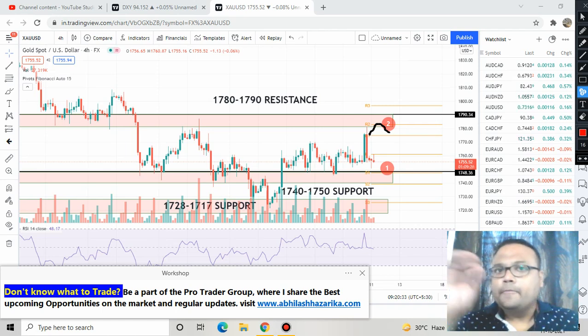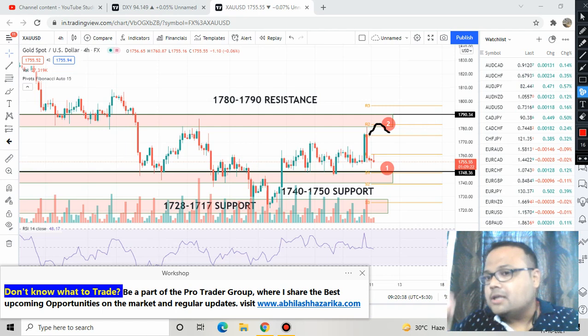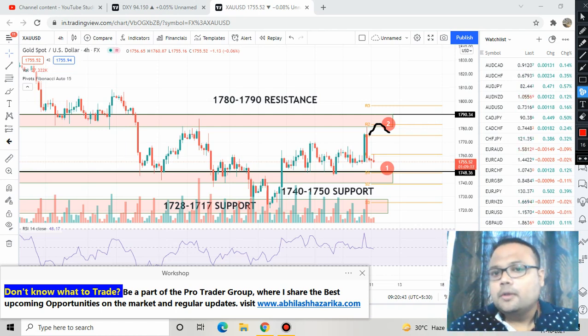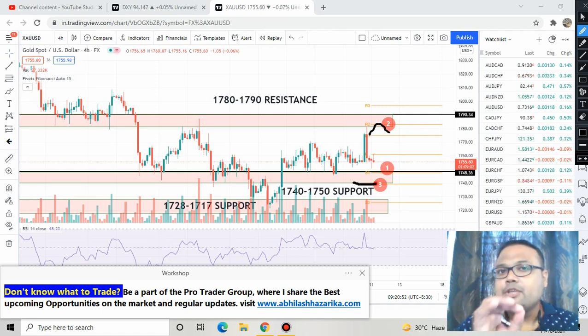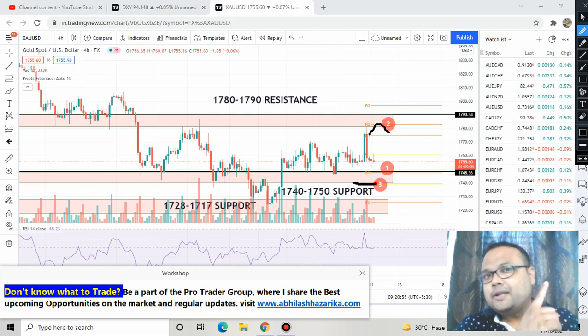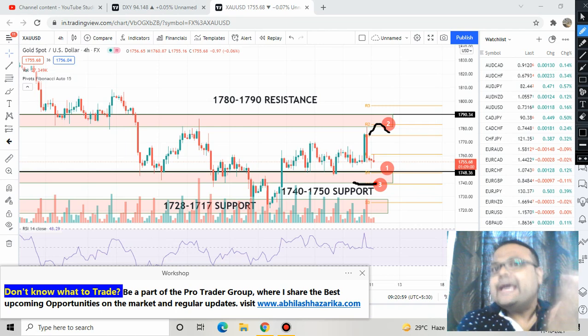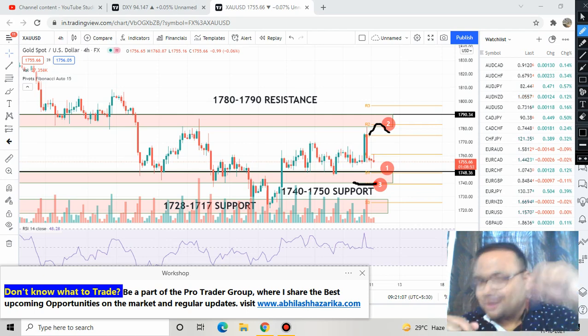On the other hand, if DXY breaks the level and gold starts going down, you will get an opportunity to short gold below the 1740 to 1750 level. So if gold USD breaks the level of 1740, you can short the market. Just make sure that the US dollar is also in an uptrend. Whatever you do, make sure that you are also looking at the chart of DXY, the US dollar, because when the dollar goes up, gold goes down. When the dollar goes down, gold goes up.